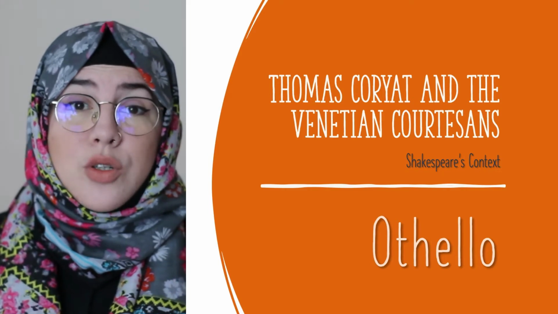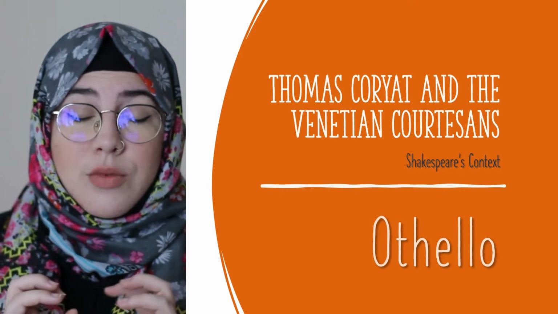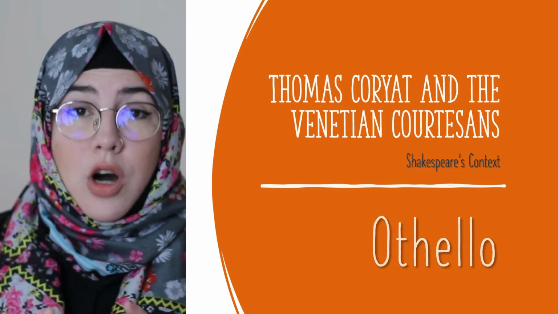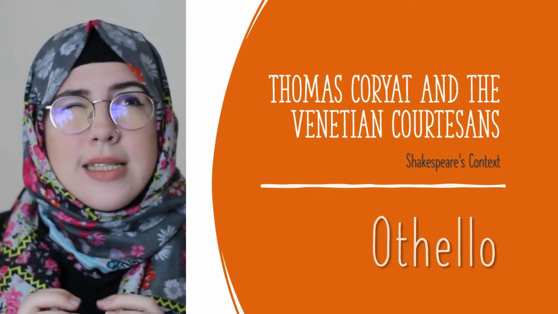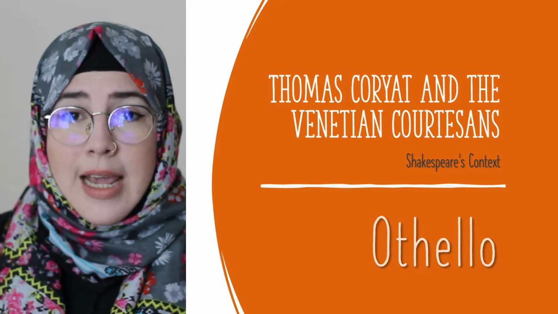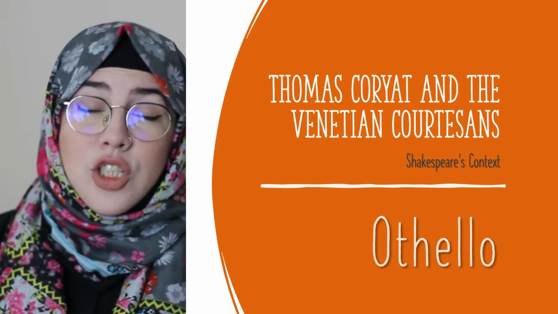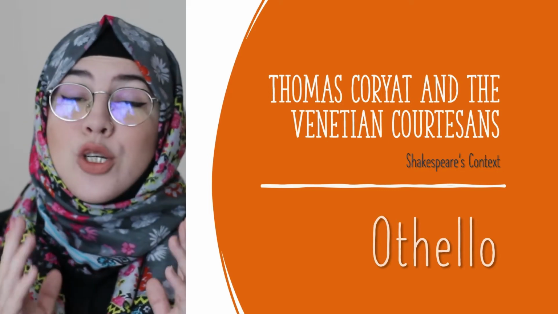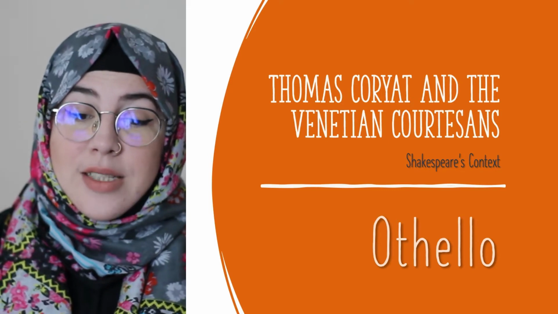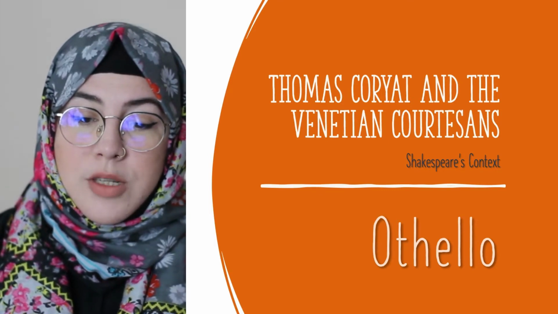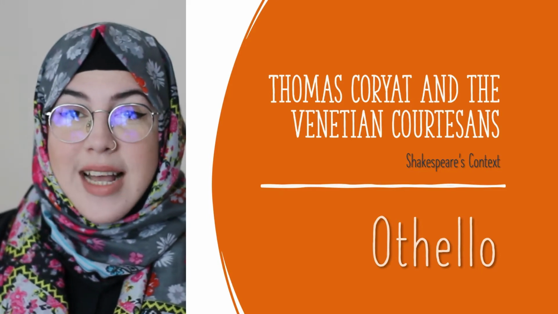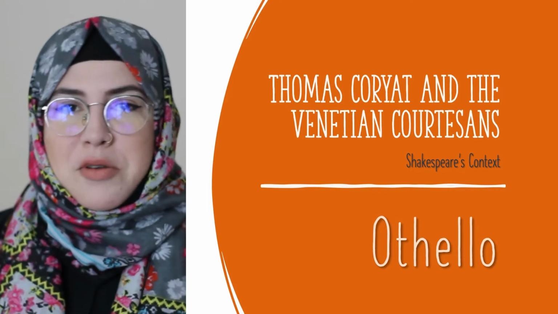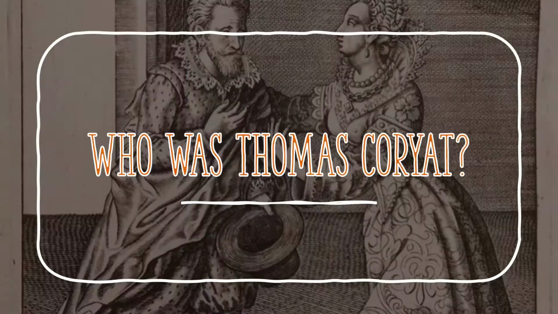You want to make sure that you're using detailed knowledge of Jacobean or Elizabethan times to show off your deeper understanding of the play, Shakespeare's intentions potentially, and of course the impact on the audience. So today's video should help you in doing that. Now today we're having a look at Thomas Coryat and the Venetian Courtesans, which is significant to Othello, and as I go through you will discover why.